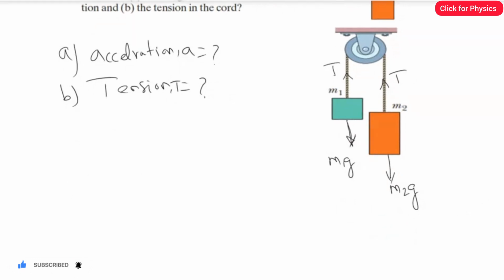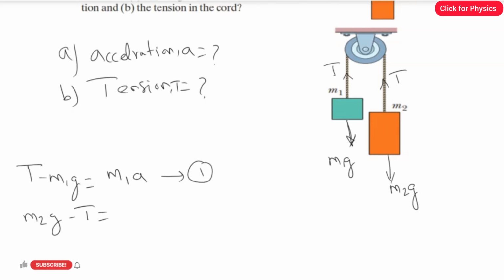As we said, on the left hand side, the tension is greater than m1g. By that, I can write the equation T minus m1g is equal to m1 multiplied by a. Why? Because we have to equate this with Newton's second law of motion. Let's take this as equation 1. Likewise, let's look at the right hand side. We said m2g is greater than the tension. So we frame the equation m2g minus tension is equal to m2 multiplied by a. We take this as our second equation.